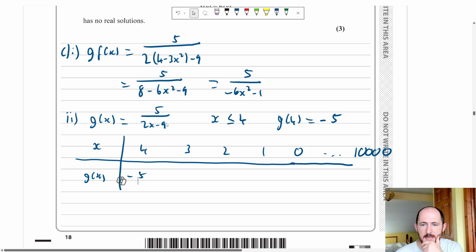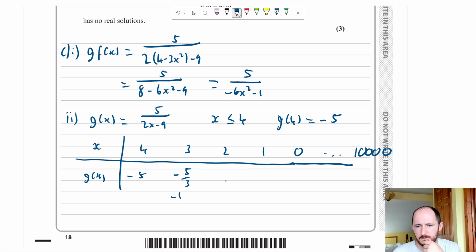When it's 3, what do we get? We get 5 over 6 minus 9. 6 minus 9 is minus 3. We get minus 5 over 3. If you want, you can convert that to a decimal. That's what, minus 1.6? Yeah, 1.6. So when it's 2, we get 5 over 4 minus 9. 4 minus 9 is minus 5, so we get minus 1. So when it's 1, we get 2 minus 9, so we get minus 5 over 7.